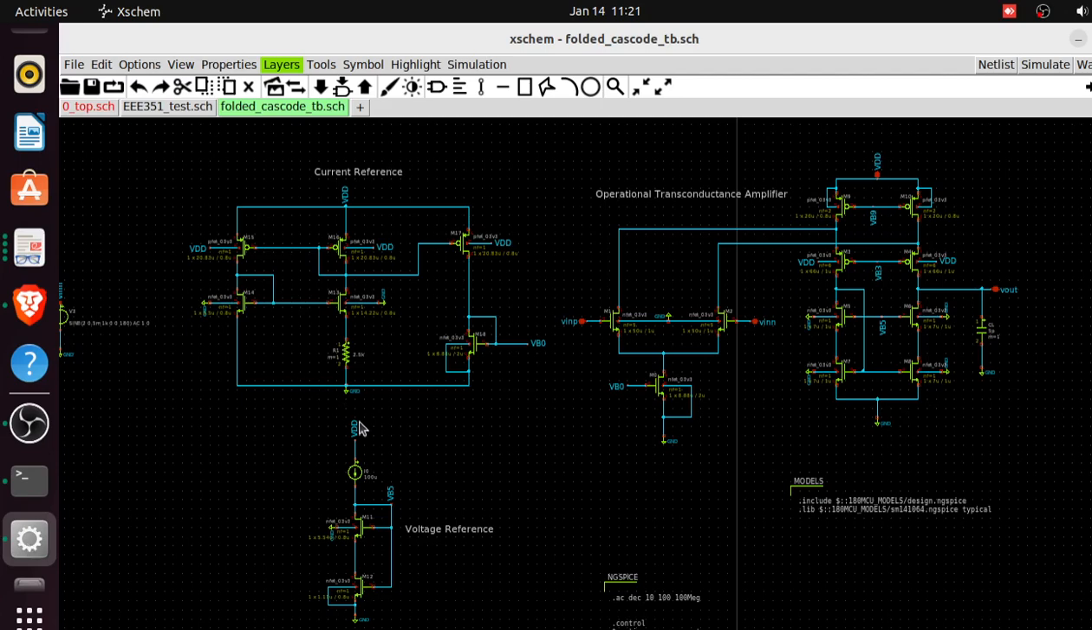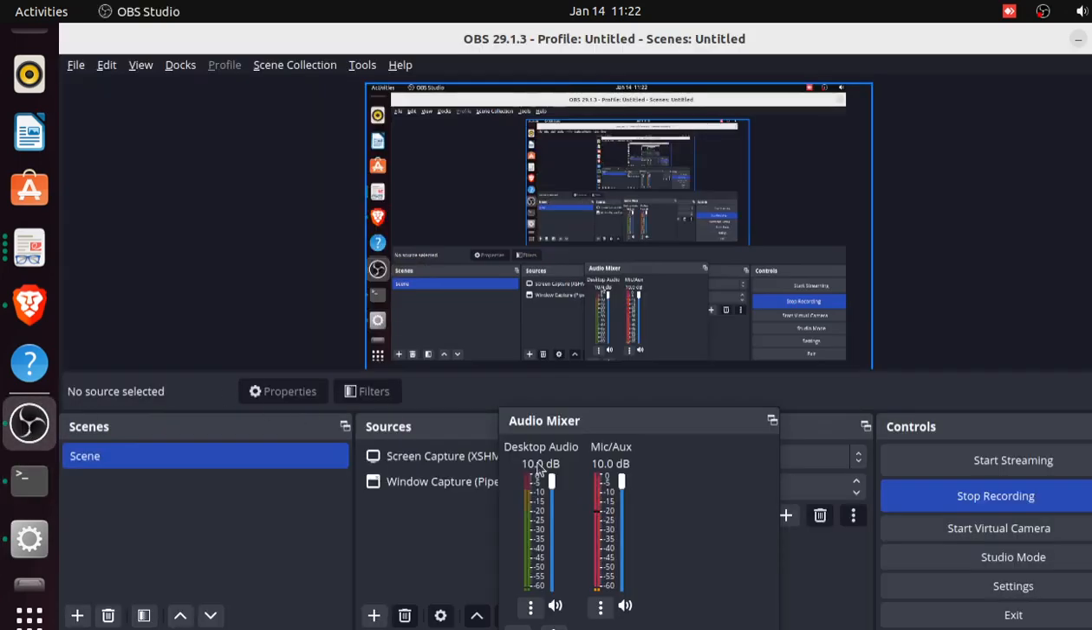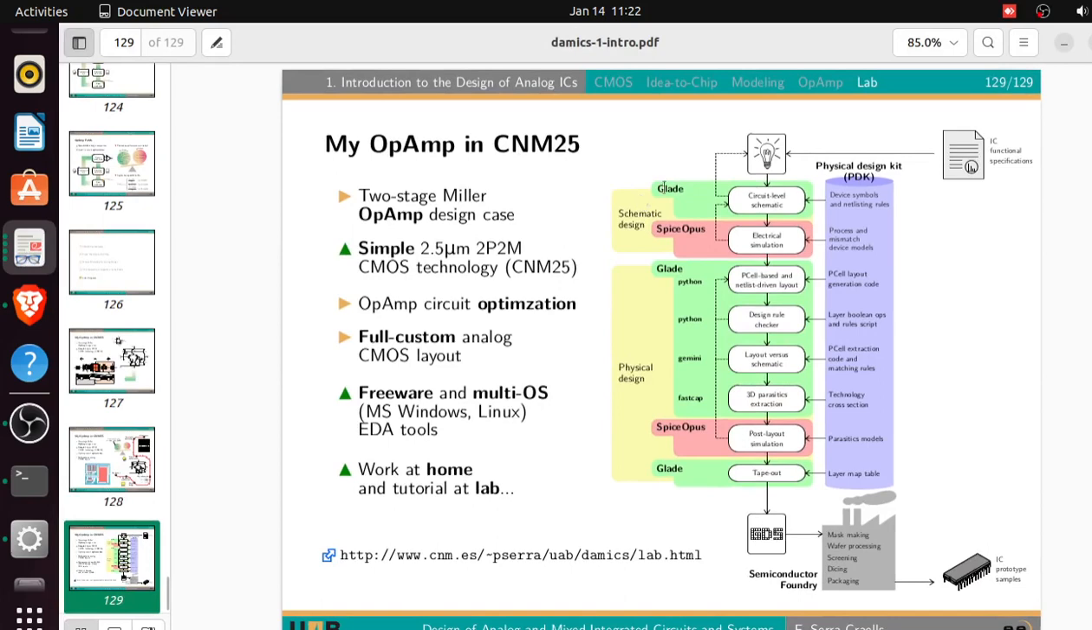Then lastly, I talked about the design flow, but in a vague way, and I would just like to talk about it in a more intentional way. I just want to check the time. Okay, I just have 1 minute, so let me give you a little more perspective. I hope you guys can see this well.